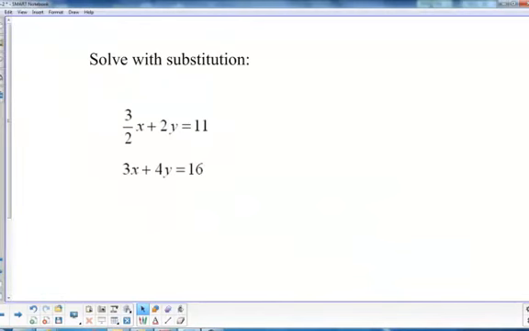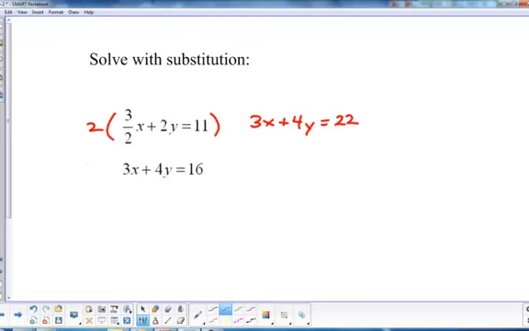All right. This time it's not exactly the same. If you multiply this by 2 to get rid of that fraction, we would have 3x plus 4y equals 22. And this one is 3x plus 4y equals 16. So let's go ahead and solve the substitution and see what happens. I can solve for the 3x and substitute that whole thing in. So I would subtract 4y. You could also solve for 4y and plug that whole thing in.